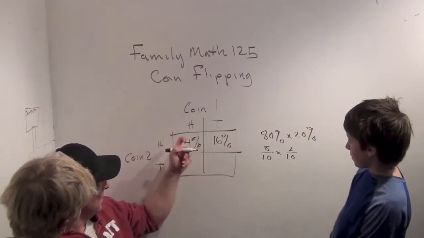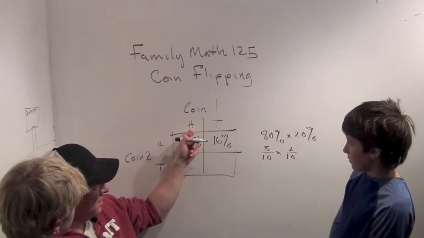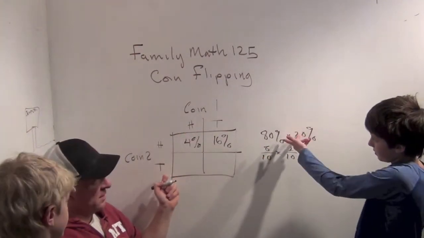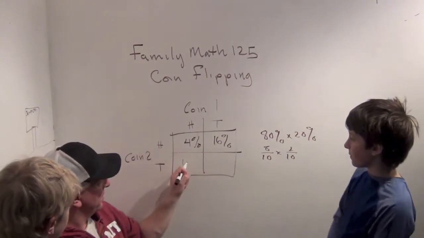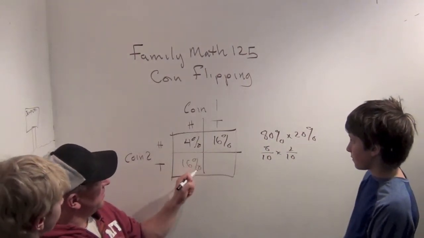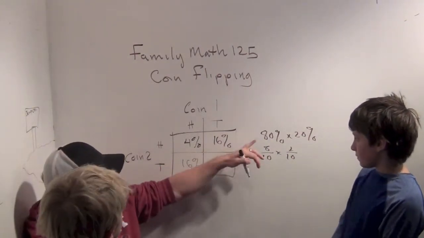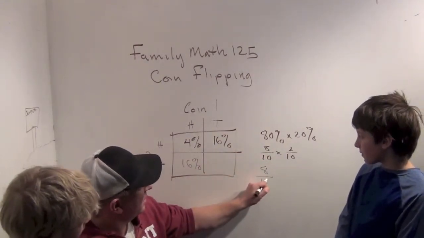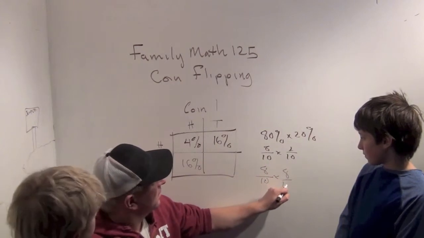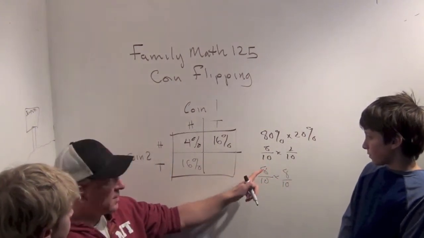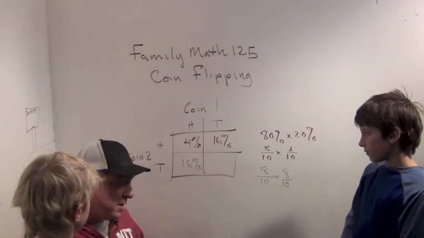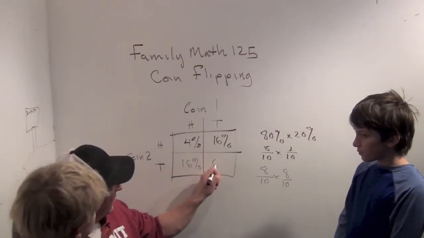Now for heads and tails, heads is 20% and tails is 80%. Shouldn't we get the same thing? We do get the same thing because multiplication is commutative: 16%. And then finally, tails and tails should be 8 over 10 times 8 over 10. What is 8 over 10 times 8 over 10? It's 64 over 100, which is 64%.